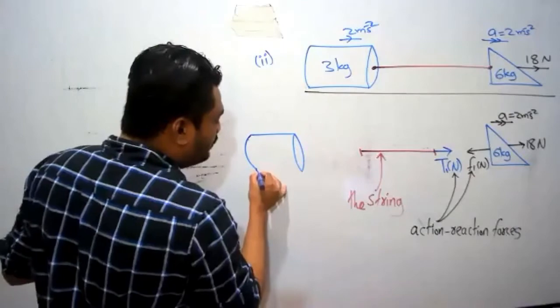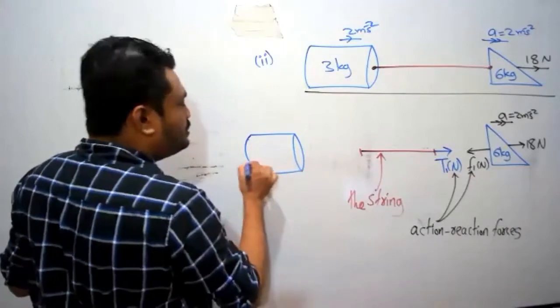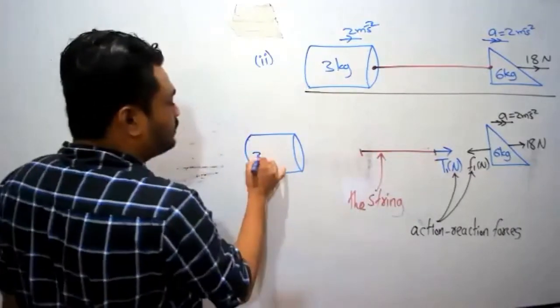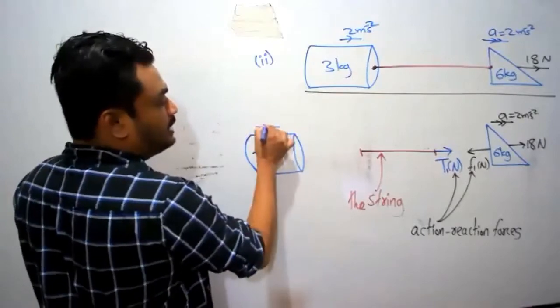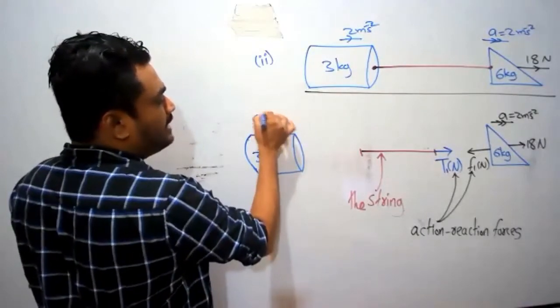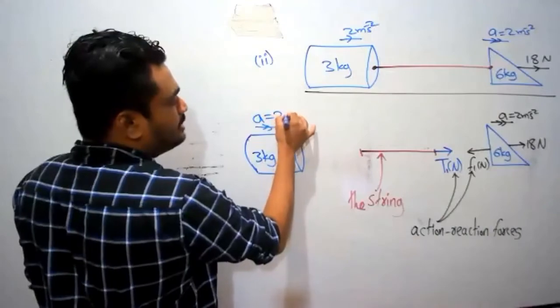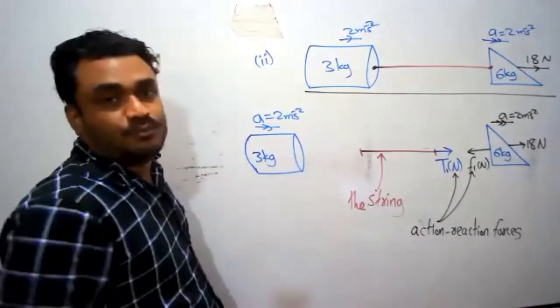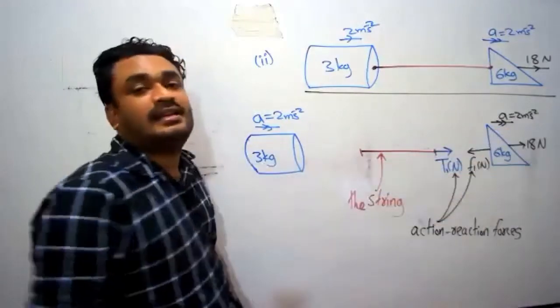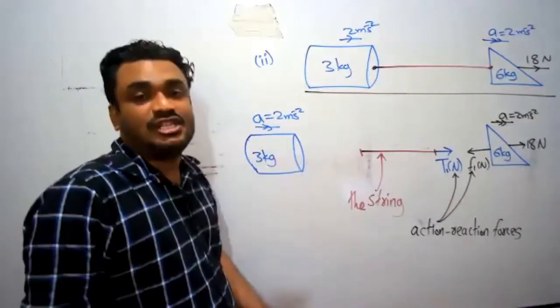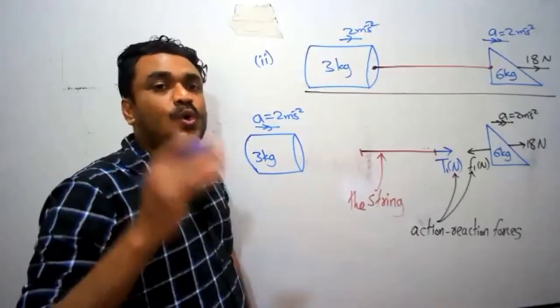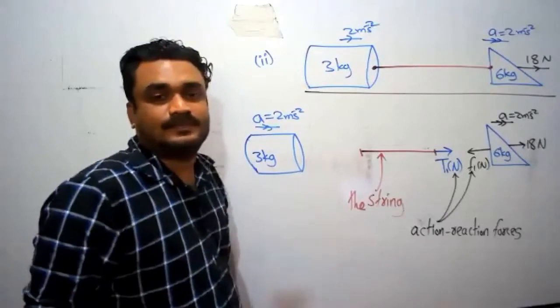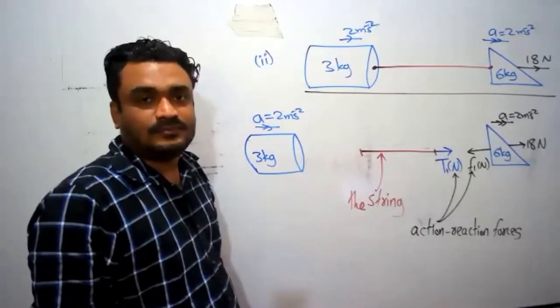So who gives a force to this 3 kg object to be moved? Because the 3 kg object is moving right hand side with an acceleration of 2 meter per square seconds. For this 3 kg object to be moved into the right hand side with an acceleration, there must be a force. Who gives that force? The string.